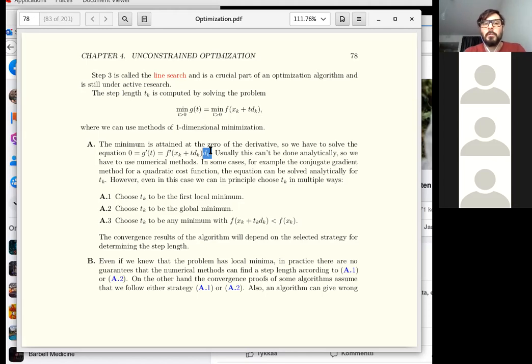If it's a global minimum we find, then yeah, we obviously want to go as far as we can. And the third strategy is to find any minimum. Well, in fact, it says minimum, but we can just go to basically any point as long as the function obtains a value that is smaller than where we currently are.